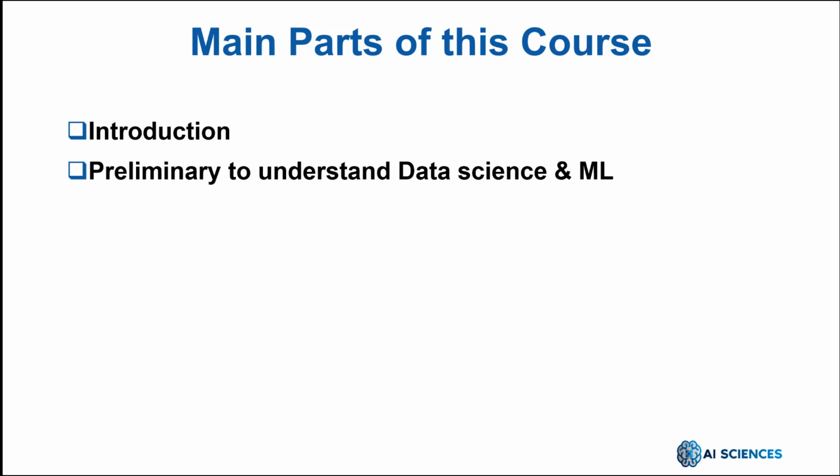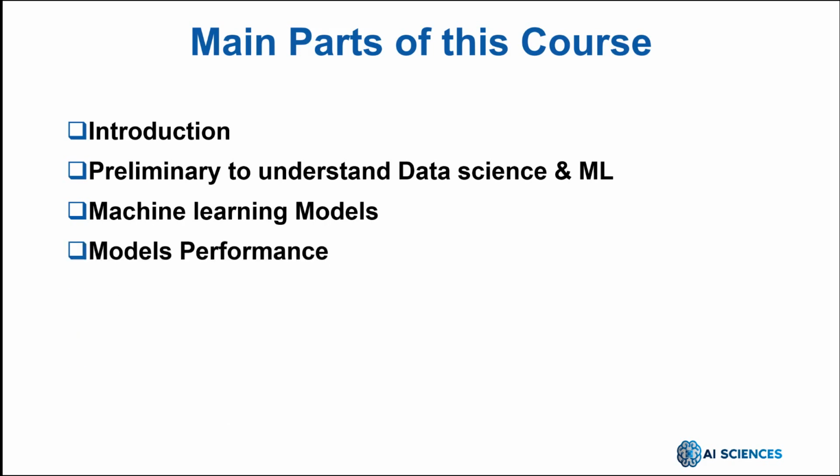In learning part 1, we will learn the preliminaries to understand data science and machine learning. In this part, we will learn some vital concepts in data science and machine learning. In learning part 2, we will start the machine learning part, where I will explain to you how machine learning models work. We'll also discuss regression, classification, and clustering. In learning part 3, we will talk about how to evaluate the performance of the model and choose the best one based on some indicators.